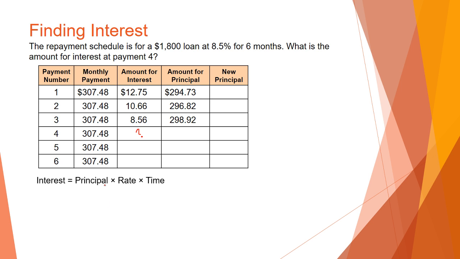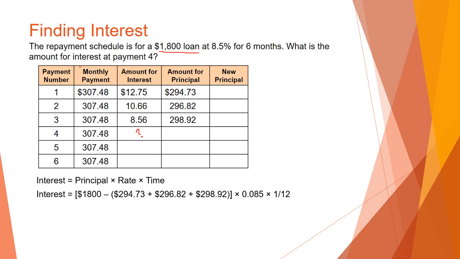Here's the thing though. We don't know what the principal is. We know at the beginning of the loan, we owed $1,800. However, when we're at payment 4, we don't owe that much anymore. We actually owe a lot less. But how much? So this is how you do it.